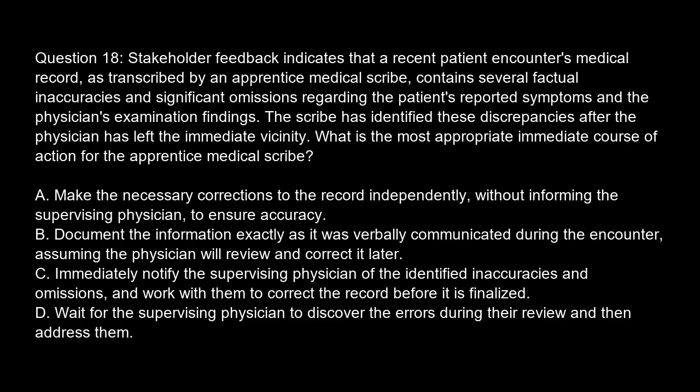Option A. Make the necessary corrections to the record independently without informing the supervising physician to ensure accuracy. Option B. Document the information exactly as it was verbally communicated during the encounter, assuming the physician will review and correct it later. Option C. Immediately notify the supervising physician of the identified inaccuracies and omissions and work with them to correct the record before it is finalized. Option D. Wait for the supervising physician to discover the errors during their review and then address them.